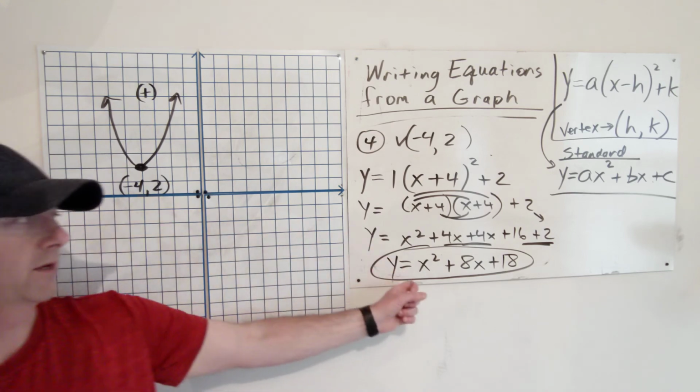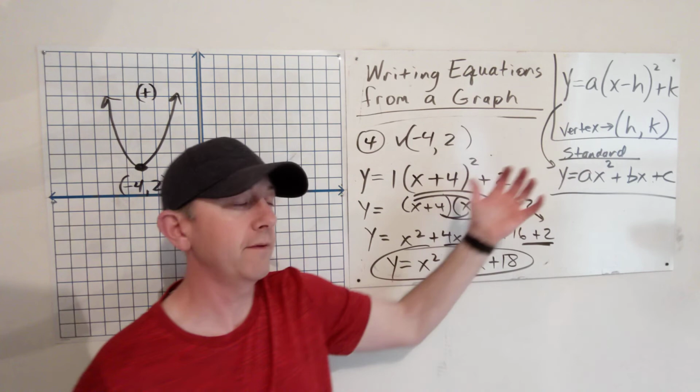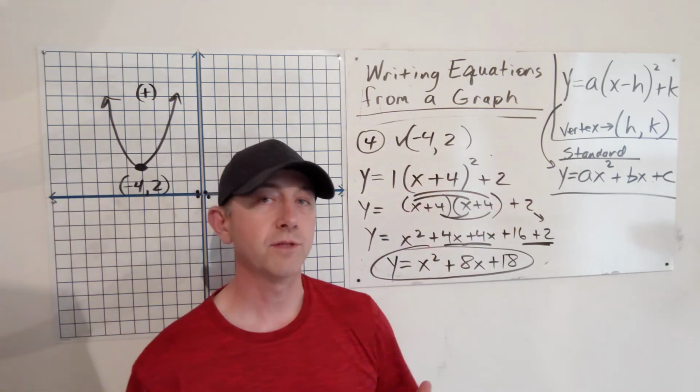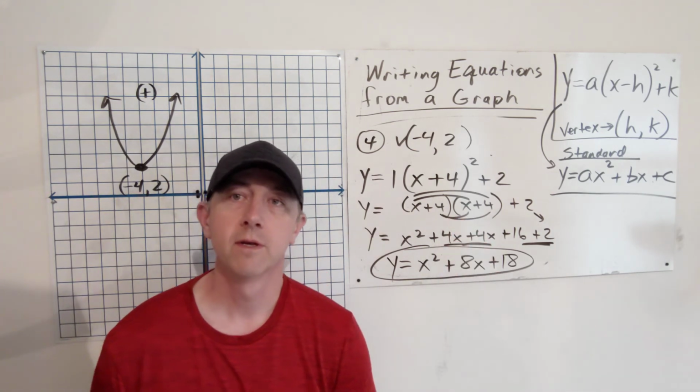You'll be given the graph, you got to get to here. So make sure you pay attention which one it asks for. So if it asks for vertex form, that's a lot faster. You just get to stop there. If it asks for standard form, you got to multiply all this out. Okay? A little bit of review of polynomials.